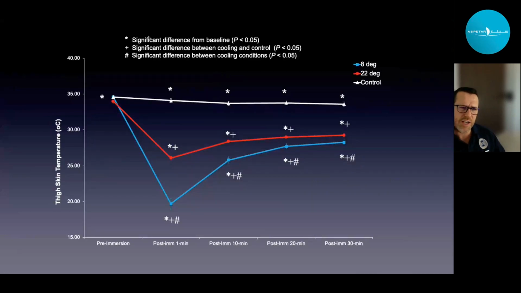And so here what you can see is the thigh skin temperature. The blue line is the really cold water, the red line is the 22 degree, and the white line is the control condition. And obviously across the bottom you can see the different time periods. We've got pre-immersion, then the values immediately post-immersion, and then at 10, 20 and 30 minutes following immersion. And clearly it's easy to see here that the cooler the water you use, the bigger the reduction in thigh skin temperature you're going to get. And that's been consistent in pretty much all the literature. The cooler the water, the bigger the drop in skin temperature. So that's a pretty easy picture to see.